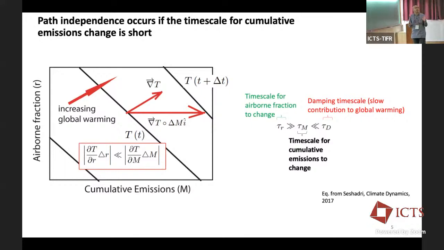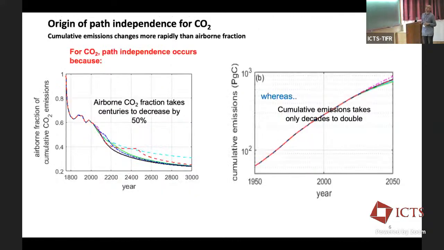So in other words, path independence occurs if the airborne fraction evolves slowly on much longer timescales compared to the timescales for the evolution of cumulative emissions. And these are linearized timescales. What do I mean by the cumulative emissions timescale? It's the time it would take for the cumulative emissions to grow by a factor of e if it were constant. What's the airborne fraction timescale? It's the time it would take for the airborne fraction to decrease by a factor of e if it were constant. But of course, these are constantly changing in time.